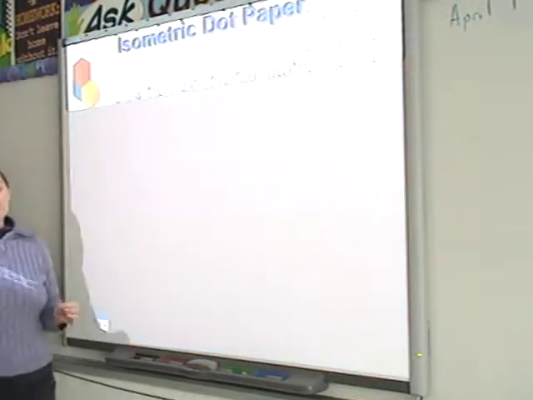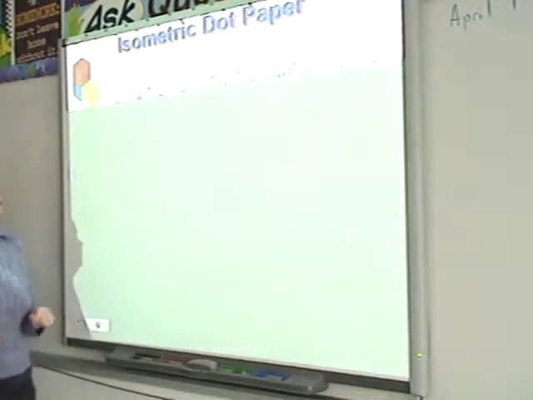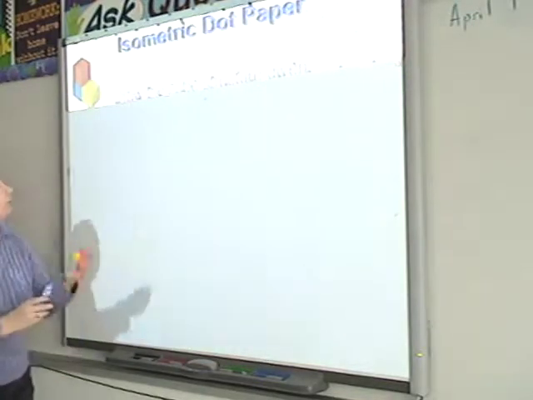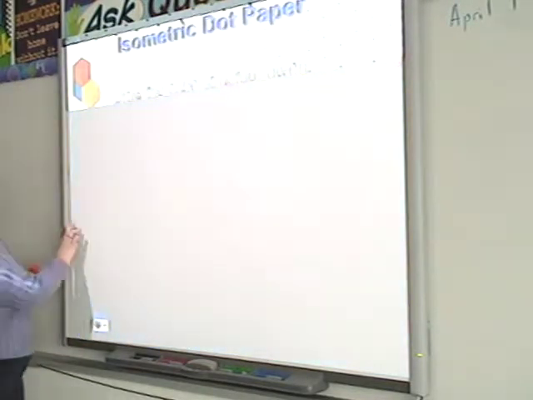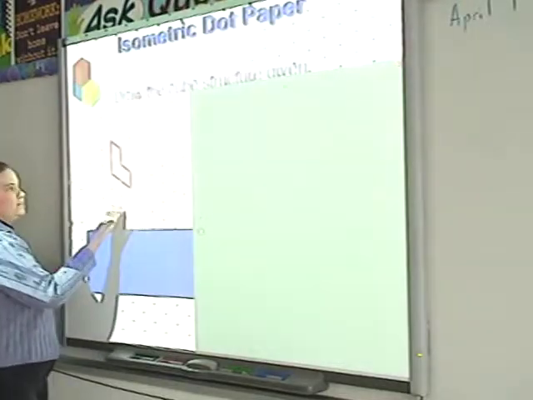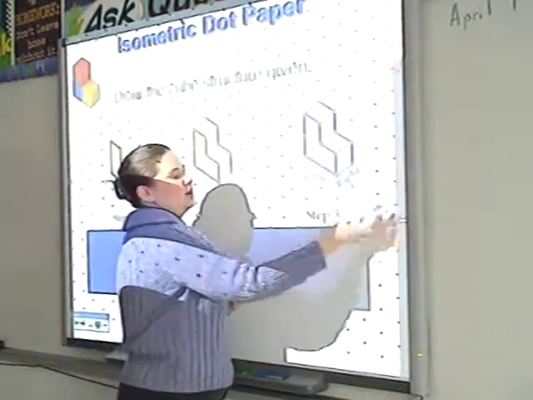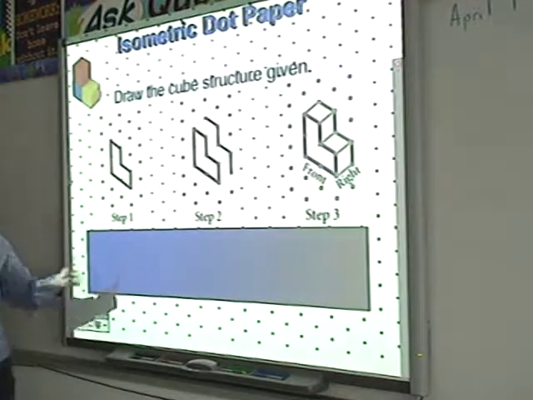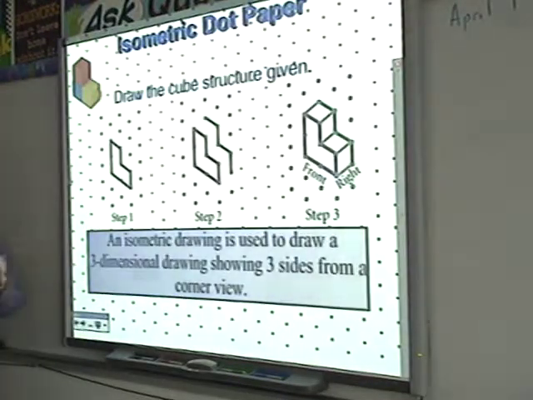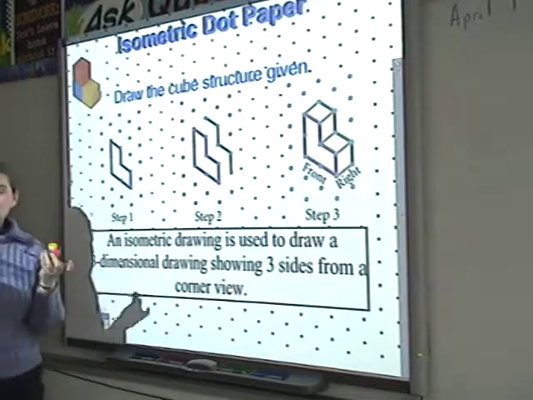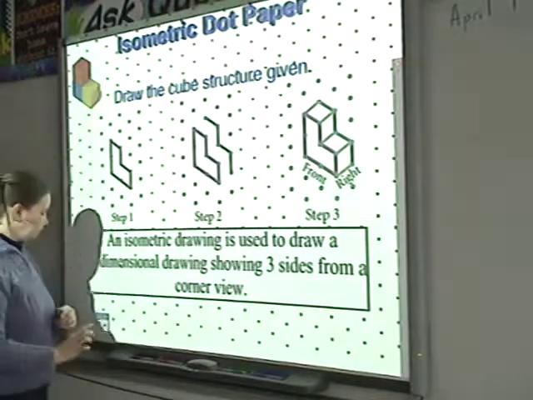Alright, starting with isometric drawings. The students would have isometric dot paper. They would create a cube structure using the linker cubes, and I would go through step by step on how to draw the isometric drawings. We would go through the definition of what an isometric drawing is, which is a drawing used for three-dimensional figures showing three sides from a corner view.